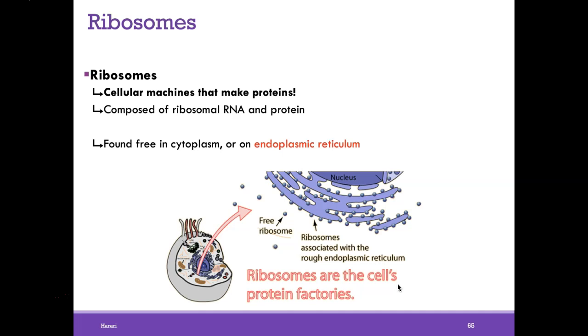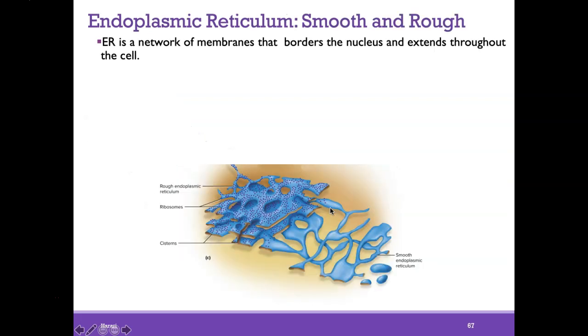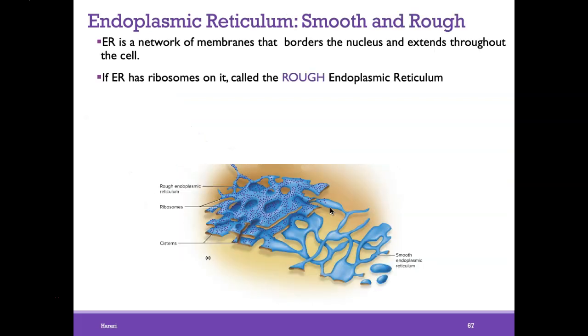Ribosomes can be found floating in the cytoplasm or associated with the rough endoplasmic reticulum, which is right outside of the nucleus. And the endoplasmic reticulum is a system of flattened vesicles, continuous with the outer membrane of the nuclear envelope. And there's two varieties. We have the rough endoplasmic reticulum and the smooth endoplasmic reticulum. So if the endoplasmic reticulum, ER, has ribosomes on it, we call it the rough endoplasmic reticulum. And that's the site of protein synthesis.